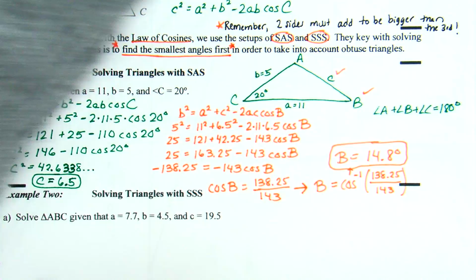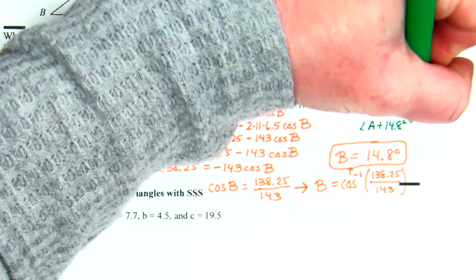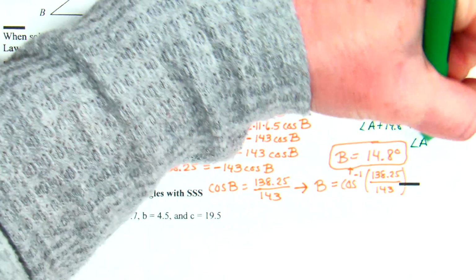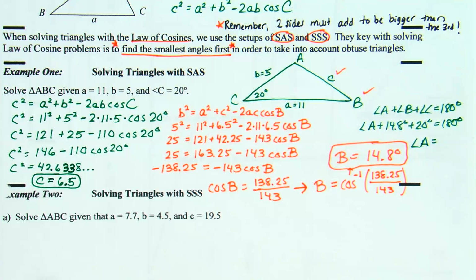A plus 14.8 plus 20 equals 180. Angle C was 20. I was just writing down my given. Ah, okay. Oh, side C was 6.5. Yeah, no, I put 6.5. I was like, what are you talking about? Oh, that would be side C.